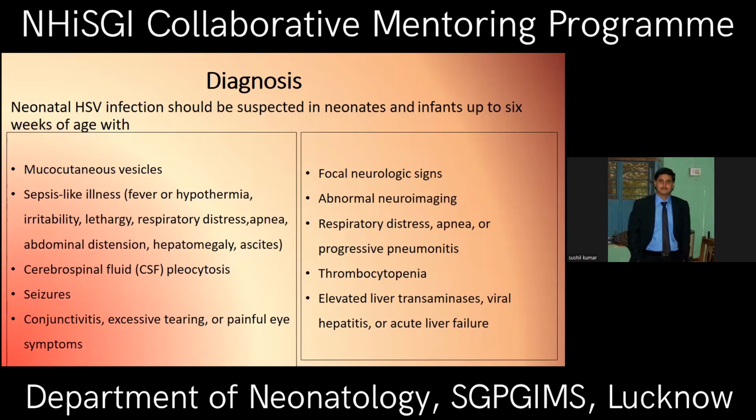Any babies with convulsions, conjunctivitis, excessive tearing or painful eye symptoms, focal neurological signs, abnormal neuroimaging, persistent thrombocytopenia, and deranged liver function tests. Any baby who is persistently febrile with negative blood cultures, not responding to the usual antibiotics, then herpes simplex virus can be considered as a very important differential diagnosis.